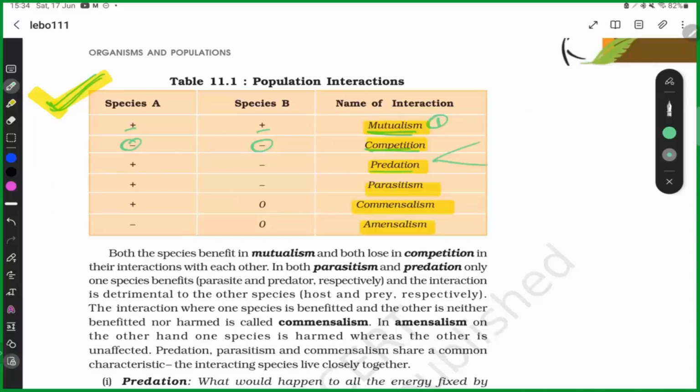So whoever is the predator, he will get benefit. He will be benefited. So positive, and the other one will be eaten by the predator. Negative. Parasitism. Positive, negative, same. Parasitism means species A is benefited, but species B is neither benefited nor affected. Amensalism is A is getting harm. So B causes harm to this A, but this B is unaffected.